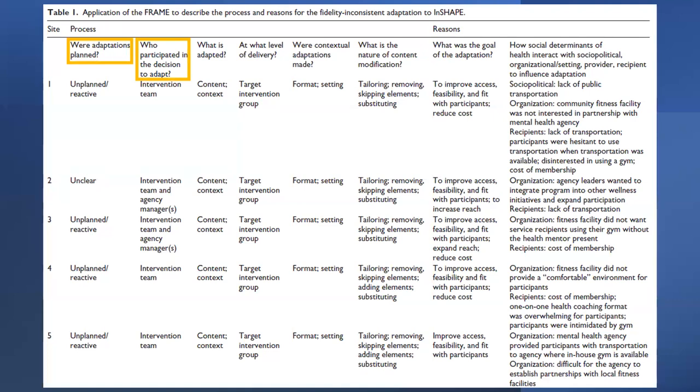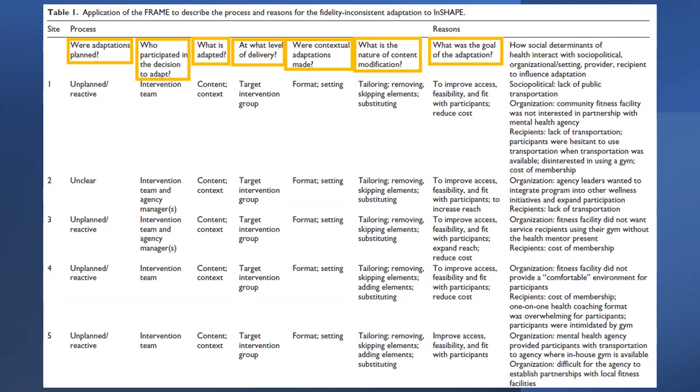So they also looked at who determined that the modification should be made, which in this case was always the intervention team. And then they looked at what was modified, which across the 5 sites was always the content and the context. They looked at what level of delivery the modification was made, which was always to the intervention group. They looked at the contextual adaptations that were made, which was the format and setting of InShape. And they looked at the nature of the content level modification, which they all either tailored, removed, skipped elements, and they also substituted or added elements to the implementation. And then they looked at the reasons and the goals of the modification, so whether a reason was to improve fit or adapt to a certain culture. And they also looked at the contextual factors that influence the decision directly and indirectly.